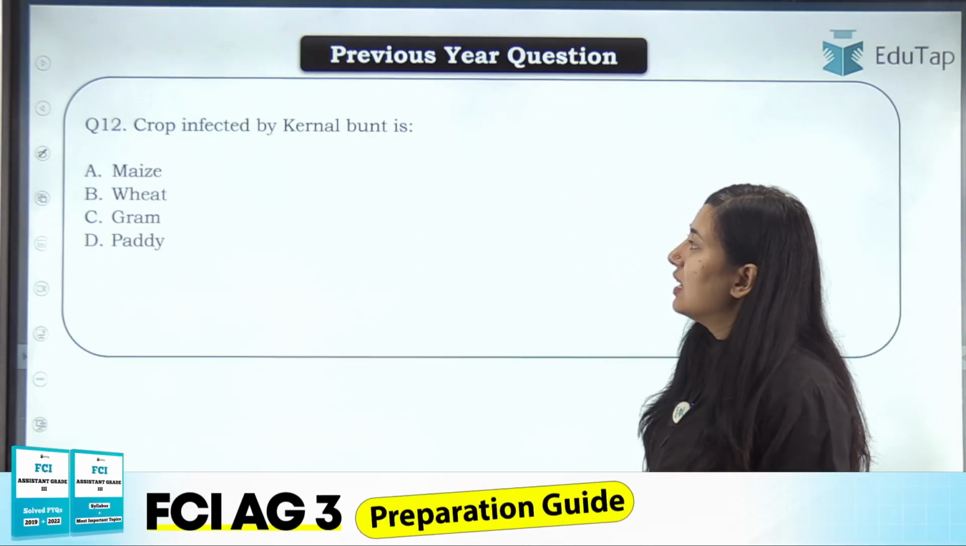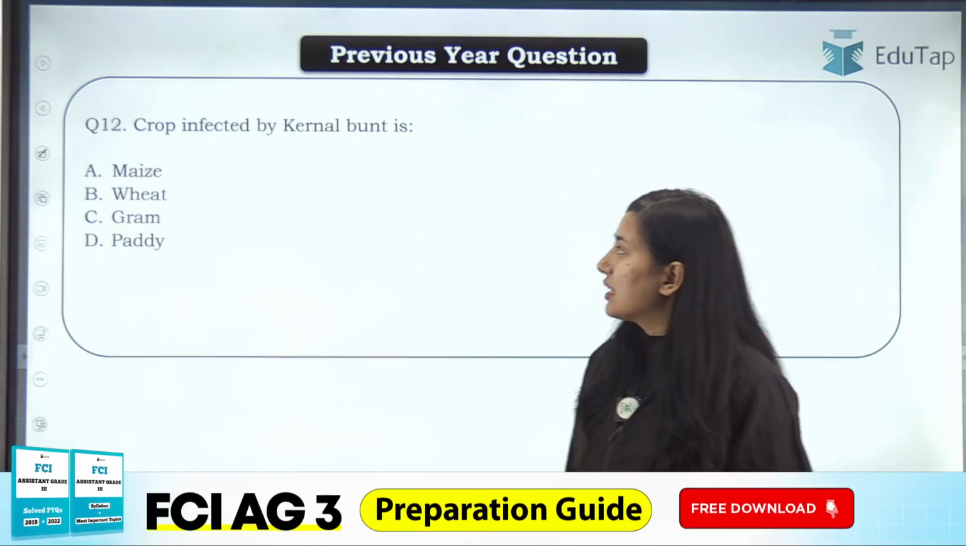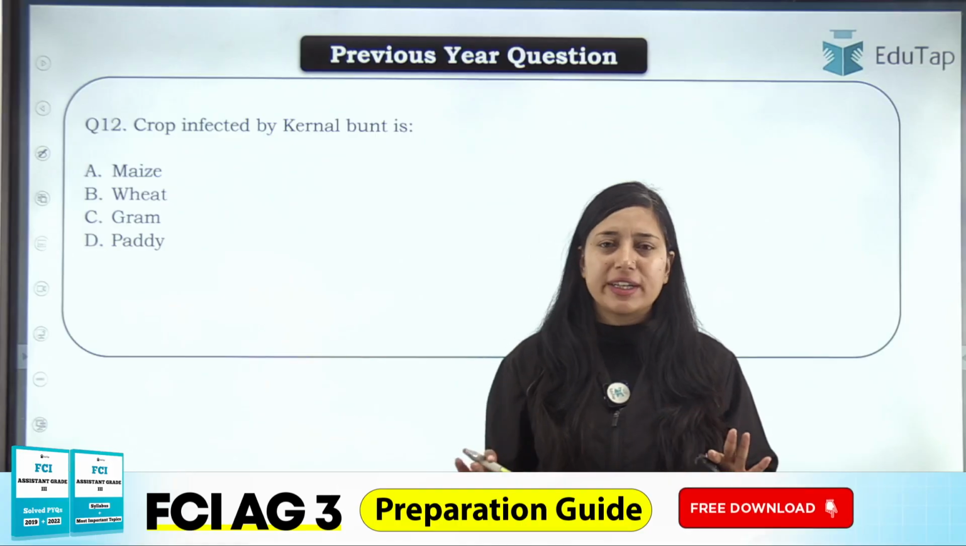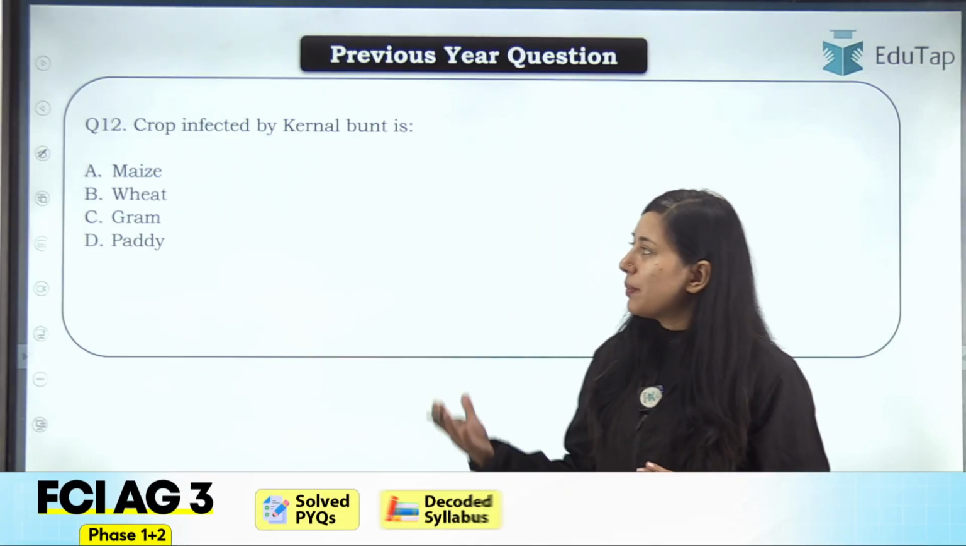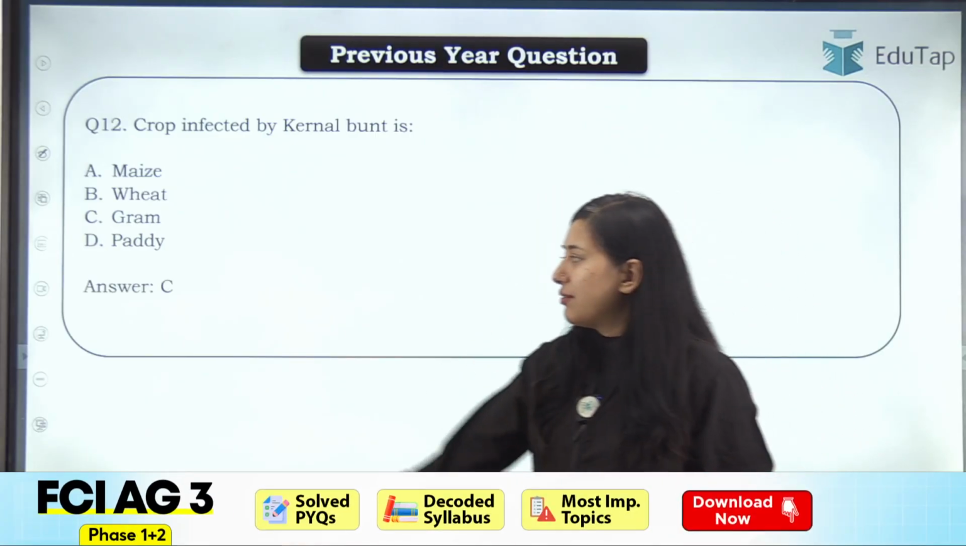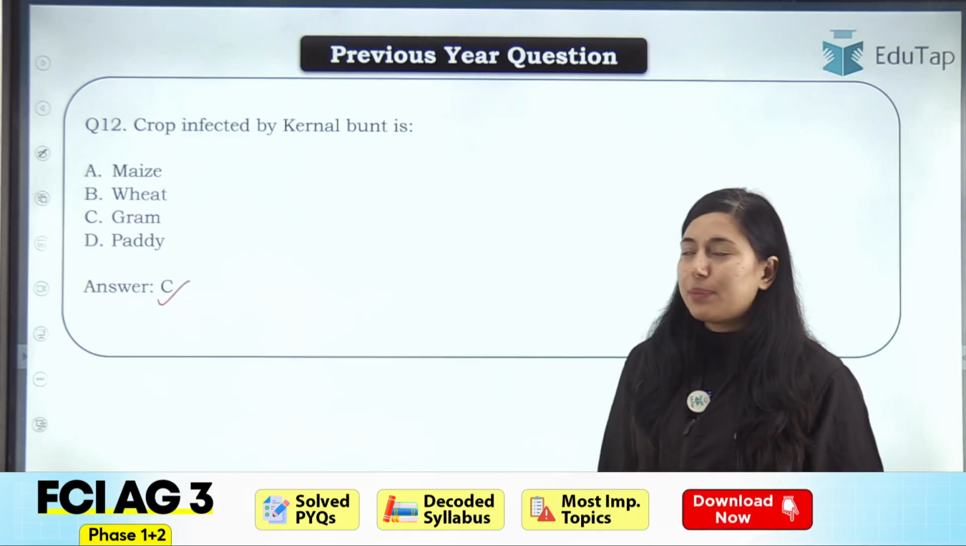Okay, next is crop infected by kernel bunt, which is a very important disease of wheat. Okay, so the crop infected by kernel bunt is wheat. Very easy question again. ठीक है, ये आपने याद रखना है.